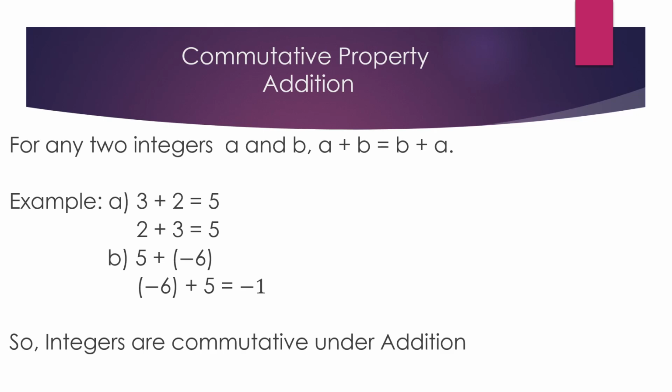Look into the example. 3 plus 2 gives us 5. 2 plus 3 also gives us 5. Similarly, 5 minus 6 gives us minus 1. Now, when we change the order of 5 and minus 6, the result is the same. Children, observe carefully. Even if the order of the integers change, then the result is the same. There is no difference in the answer. Hence, integers are commutative under addition.